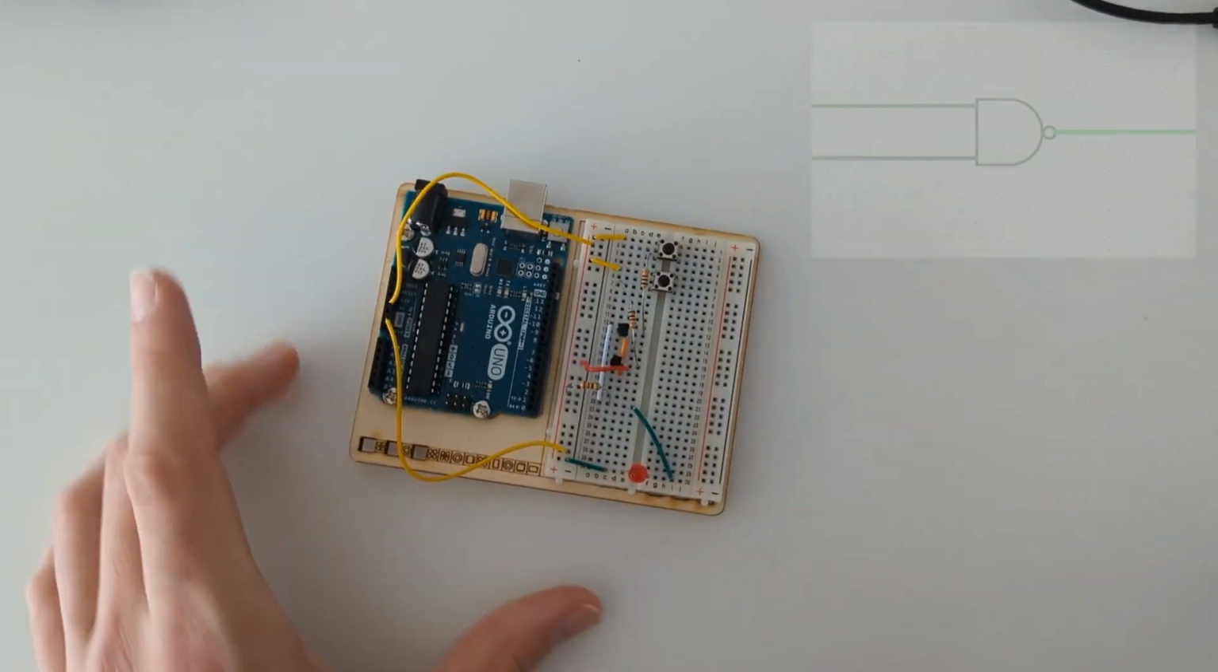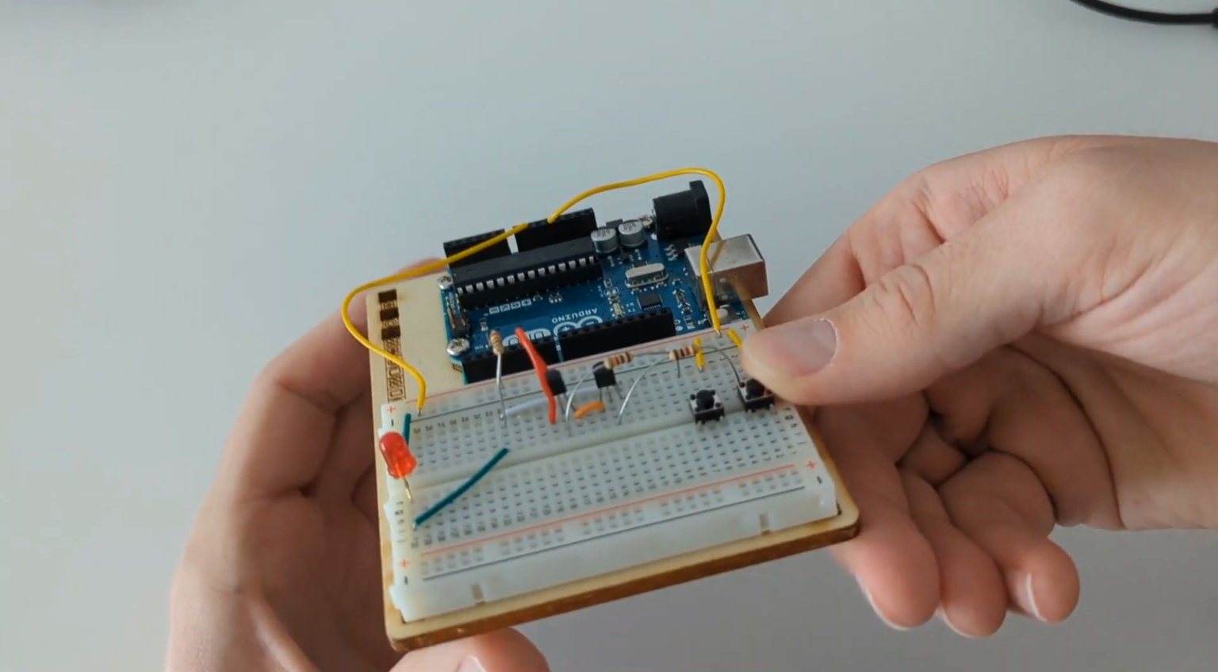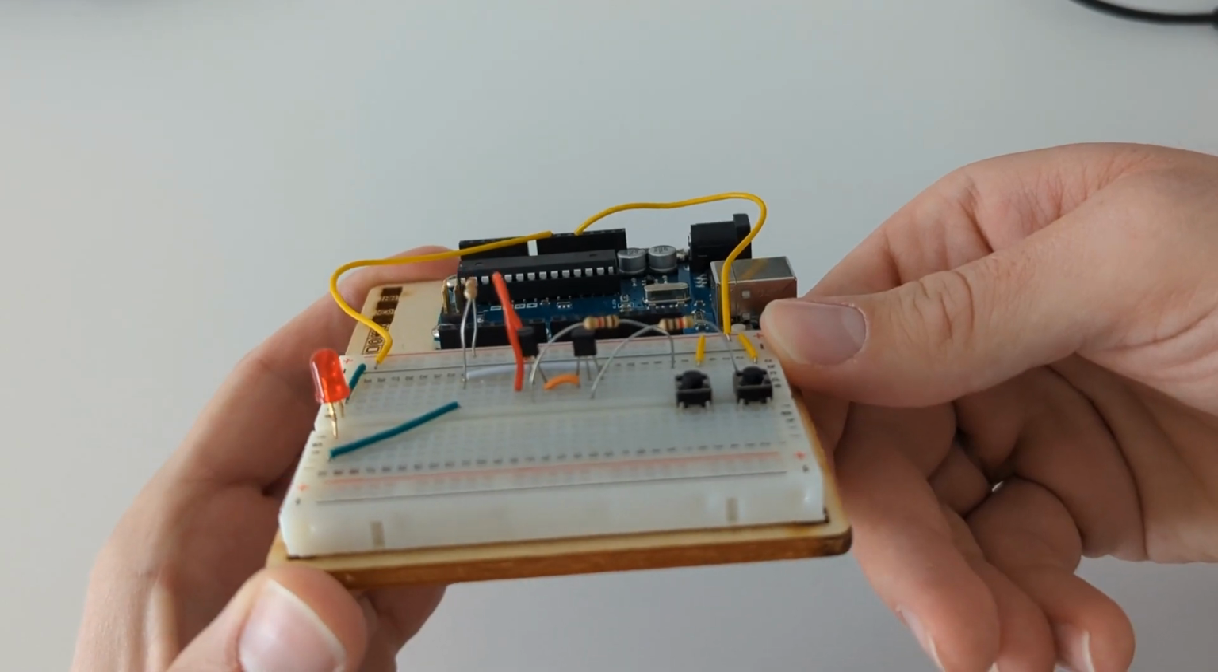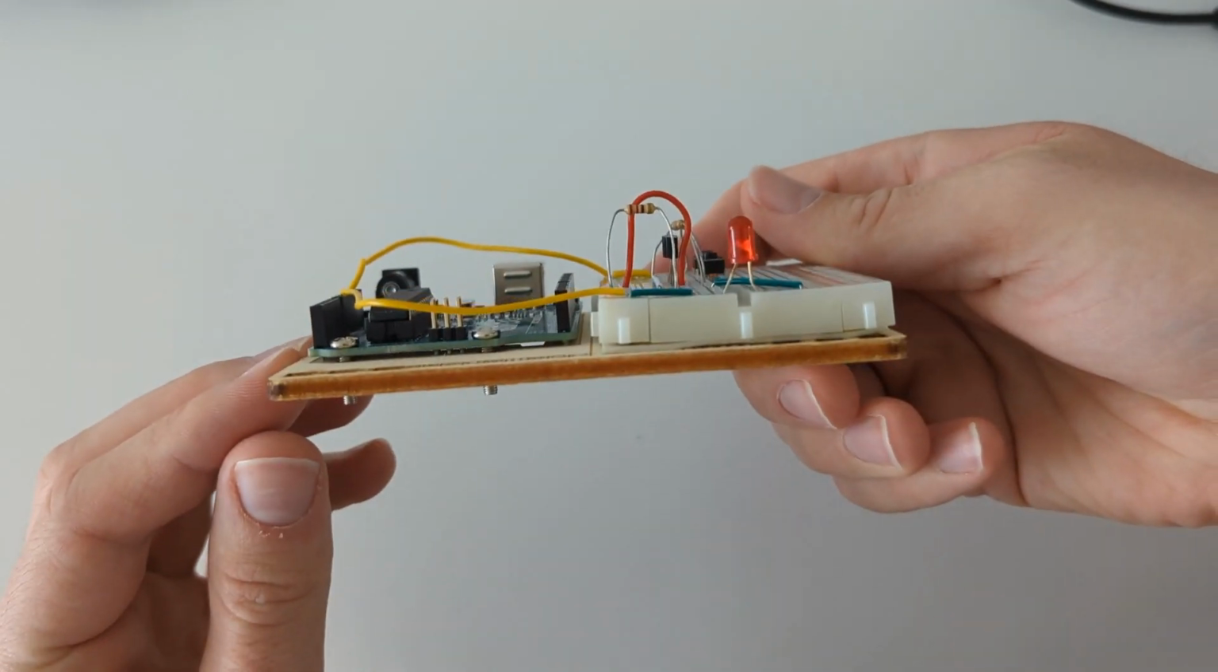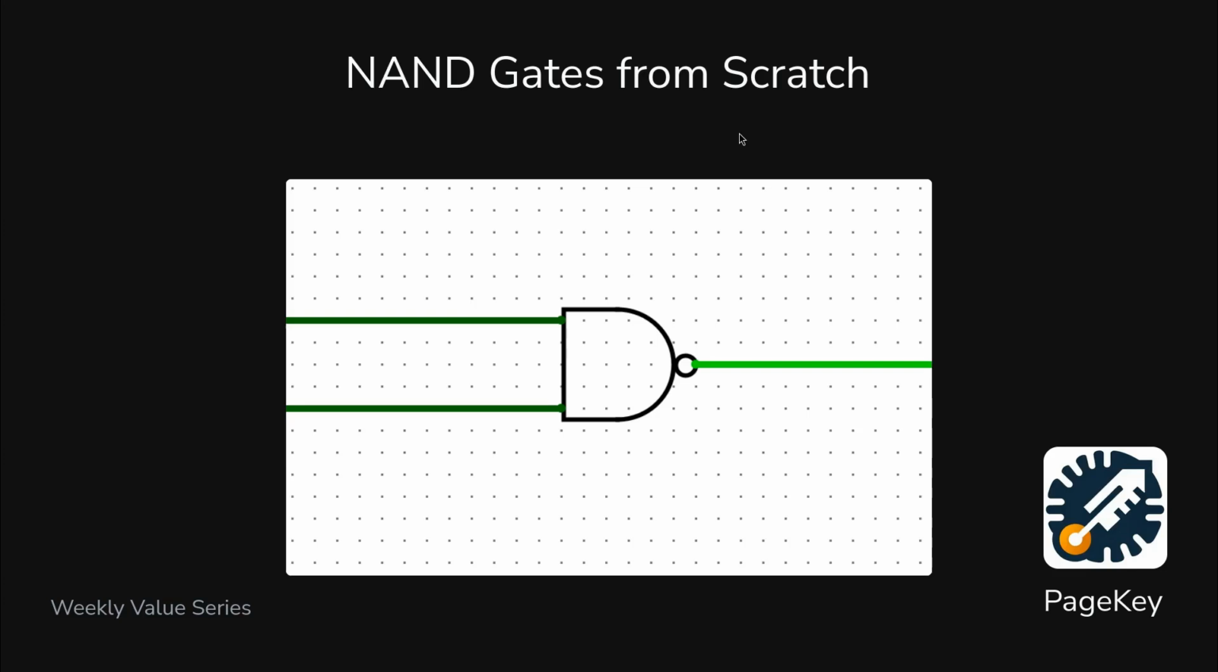Check this out. It's a NAND gate built from scratch using nothing but transistors and other electrical components on a breadboard. In this video, you're going to see how to make this happen. We'll be building NAND gates from scratch.